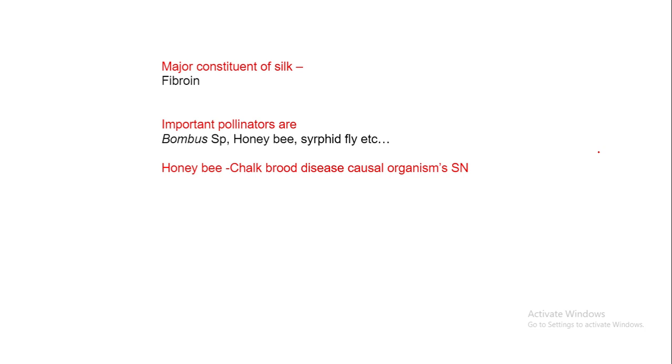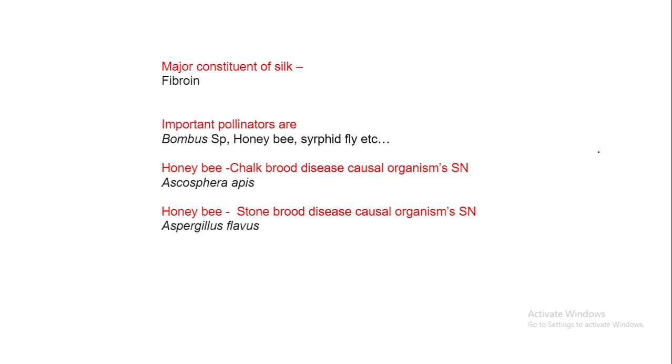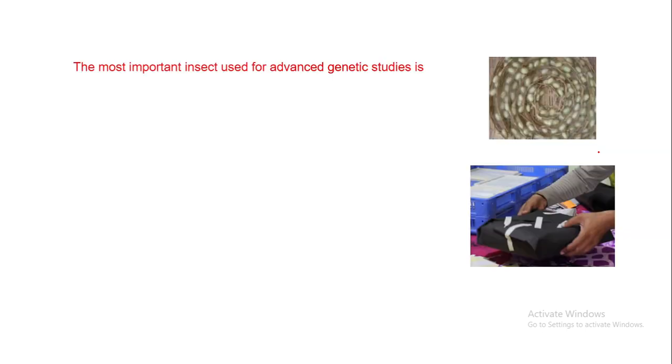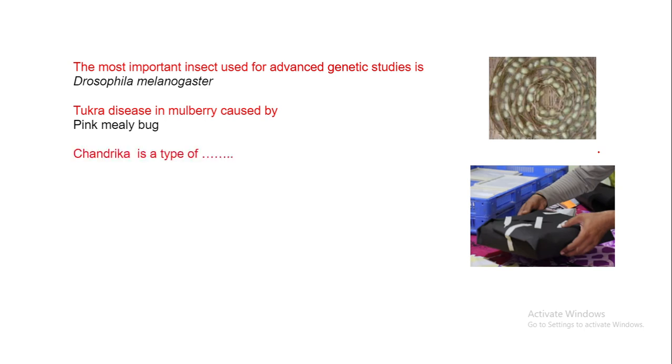Honeybee chalkbrood disease causal organism's scientific name is Ascosphaera apis. Honeybee stonebrood disease causal organism's scientific name is Aspergillus flavus. Parthenium weed managing bioagent is Zygogramma bicolorata. The most important insect used for advanced genetic studies is Drosophila melanogaster. Tukra disease in mulberry is caused by pink mealybug, that is Maconellicoccus hirsutus.